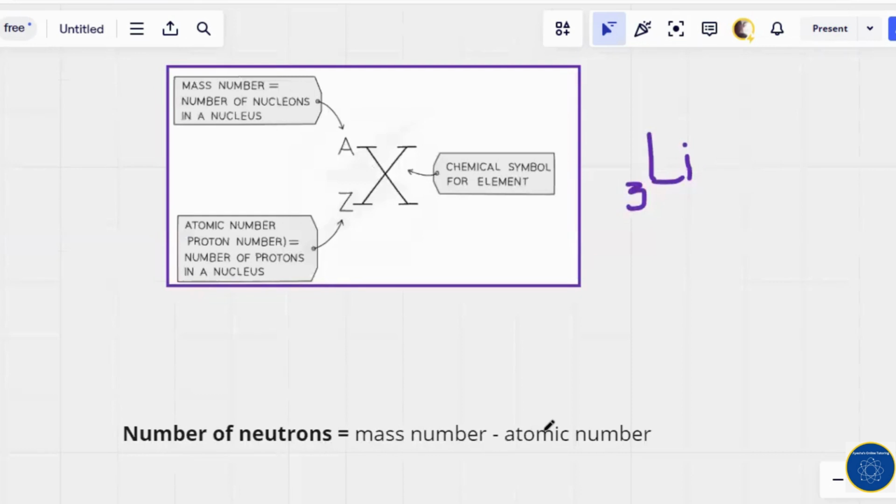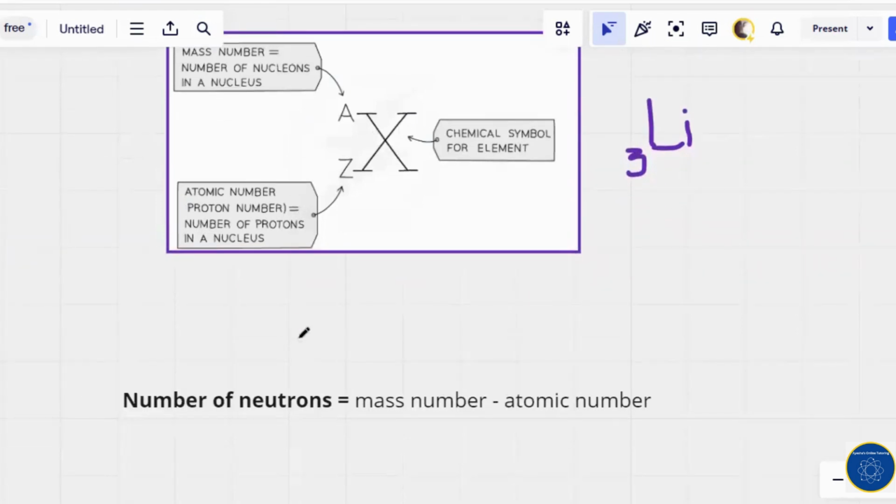You need to remember, from an exam point of view, that protons and neutrons are collectively called nucleons. That is why the mass number is often called nucleon number. So don't get confused with the terms. Mass number or nucleon number is the same.